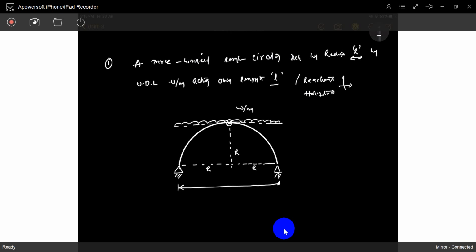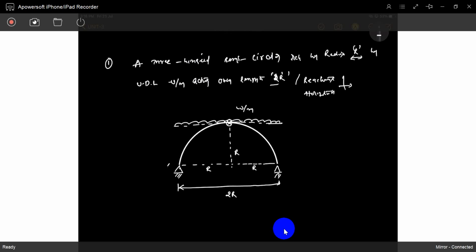R. It's a circular arch, isn't it? It's a circular arch with radius R. It's not a segmental, it's a semicircular. So the length is 2r. Okay, so the length is 2r. That's it.